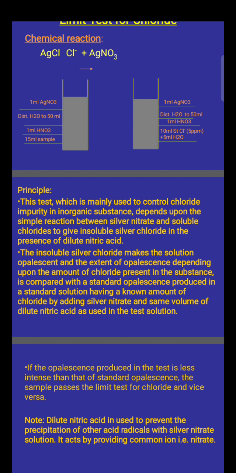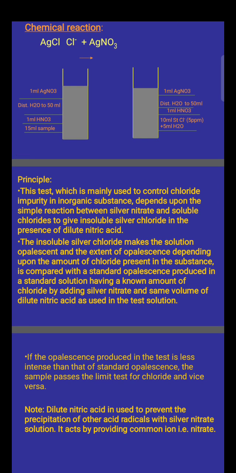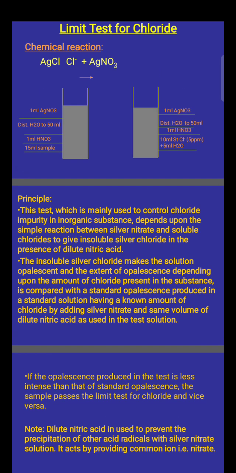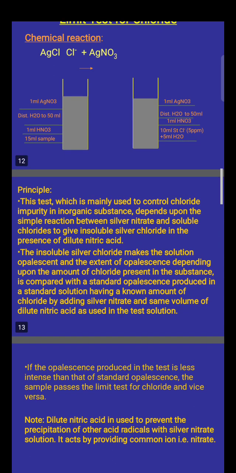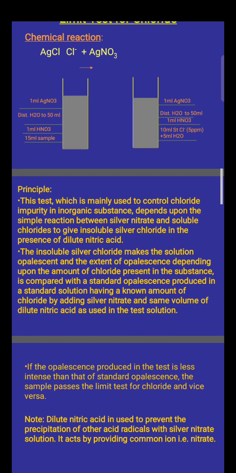Okay, so what are the roles of silver nitrate and dilute nitric acid over here, that we will see. Dilute nitric acid is added in the limit test of chloride. Why is it required? Because we have to determine only chloride impurity, but we don't know in the given sample that along with chloride there may be the chances of other impurities also, right? Along with chloride there may be the presence of sulfate, iron, arsenic. So all of these may contaminate our final product. So to avoid this, dilute nitric acid is required.